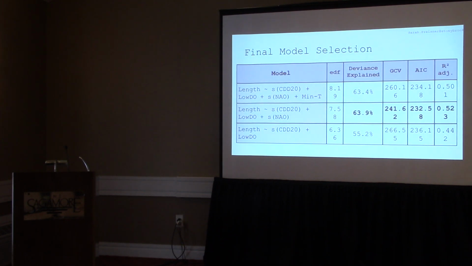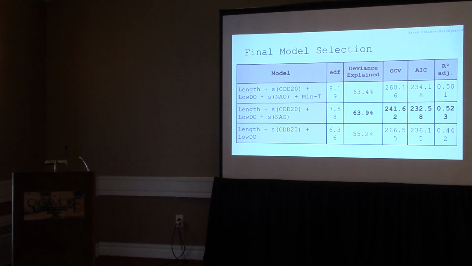So from all of this, we get this lovely table showing this is our initial model, and these are 2 more models where I performed backwards elimination. So you remove the least significant predictor variable, and here, of course, we have length as the response variable. In this initial model, we have a smoothed cumulative degree day 20 index, a linear low DO, a linear minimum temperature, and a smooth NAO index. So for all 3 models, effective degrees of freedom are low enough that we can assume there's not overfitting going on here, and we don't have that many parameters to begin with.